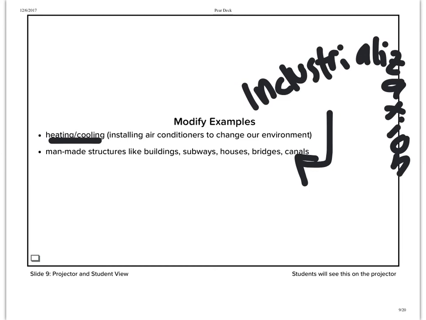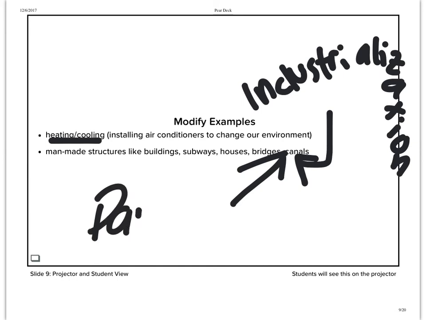Subways, we have now dug out the ground from underneath us and installed trains. That's modifying our environment. Houses, we are now building something on a piece of land that is directly changing and modifying what the environment is like. Bridges, we are now installing something that goes over a river, an overpass or something like that, and that impacts the environment. Canals, when have we talked about canals before, everyone? The Panama Canal, yes, you are correct.